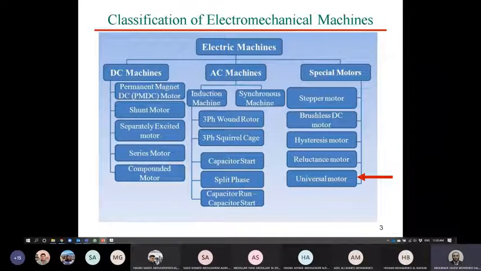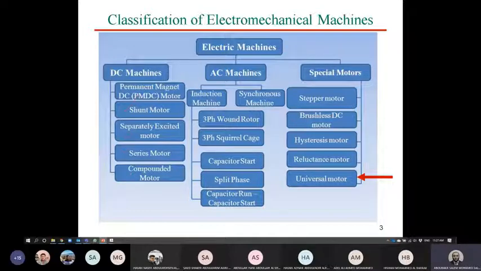And we could say that we have DC machines, we have AC machines, and special machines. As you can see, for DC machines here, there is permanent magnet DC machine, shunt, separately excited, series, compound. We covered most of these, Shabab, in our course. Of course shunt and separately excited, we solved lots of problems. Series, we may have a few problems in series.